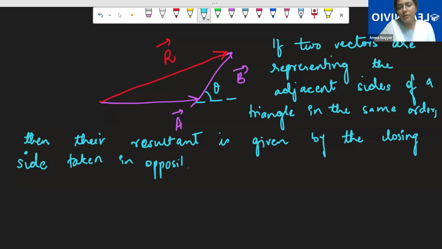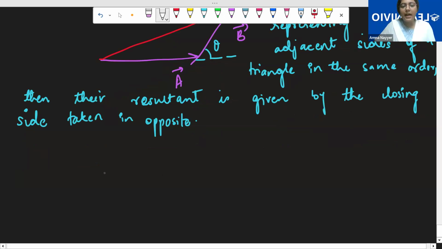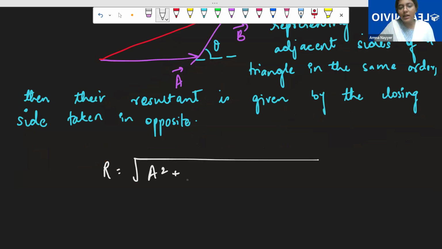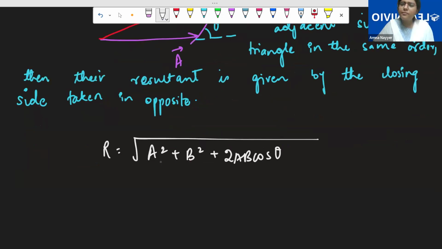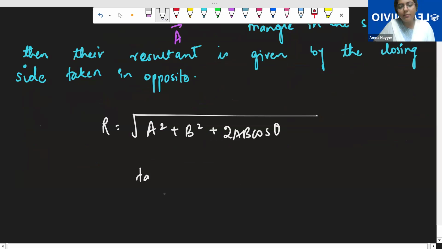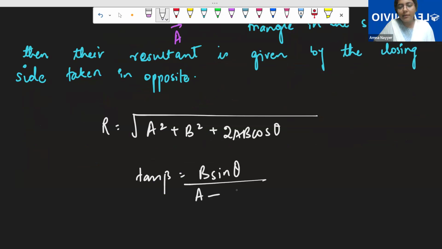That's it, what you need to remember here, just in case it comes, for those students who haven't done. Magnitude still remains the same. Same formula. Under root a square plus b square plus 2ab cos theta. Okay, that's the formula. Same formula for direction also. Tan beta is equal to b sine theta by a plus b cos theta.